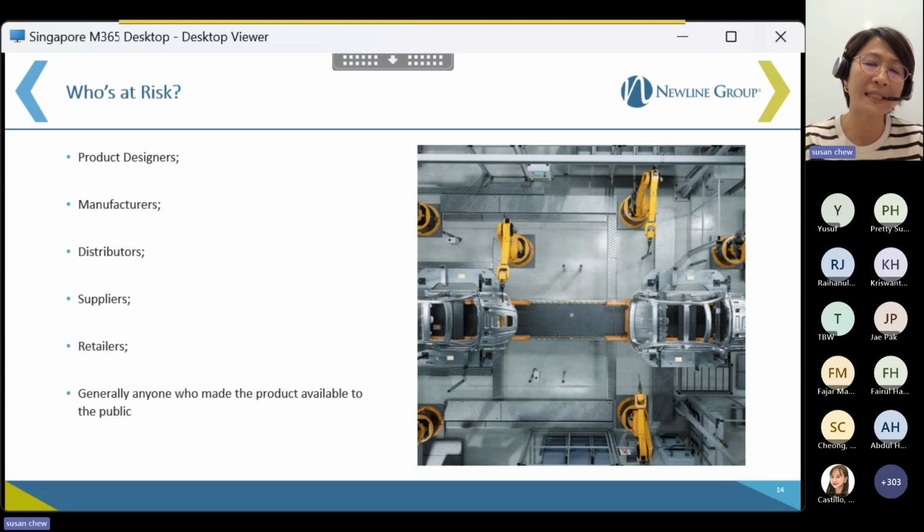But what is very often neglected is the other parties in the supply chain. So it will be people such as the distributors, the suppliers, the retailers. These are the people in the distribution chain who made the product available to the market. You may argue that they are not directly the ones manufacturing or designing the finished product, but they are ultimately making the products available to the end consumers. So they likewise could be gone after by the consumer in the event that they are injured by the products that they distribute.